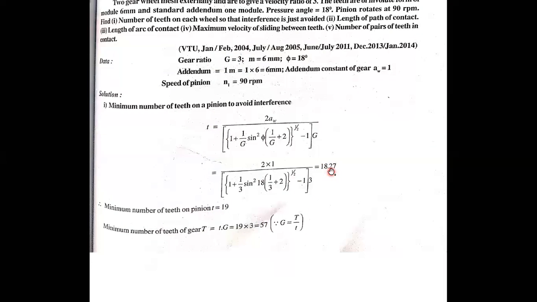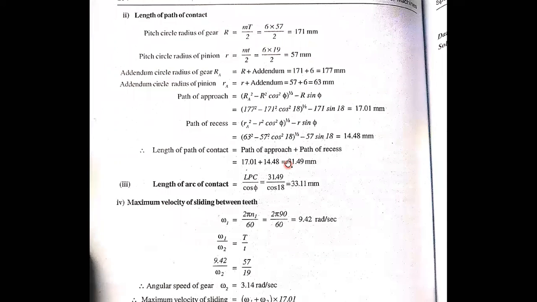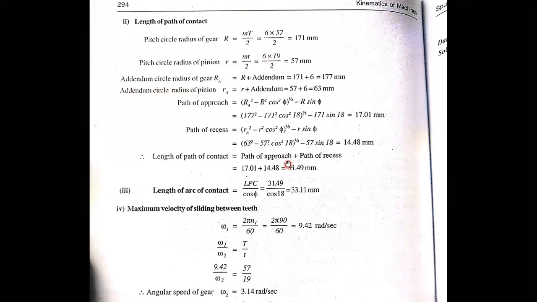See, here we got 18.27. Next round up is 19. If we substitute 19 here, the number of teeth on the gear will also come in a whole number only. Therefore, there is no fraction. Therefore, you can use 19 and 57 to avoid the interference on the gear as well as the pinion. Like that way, you have to select. If it is a fraction, then you go for the next number.